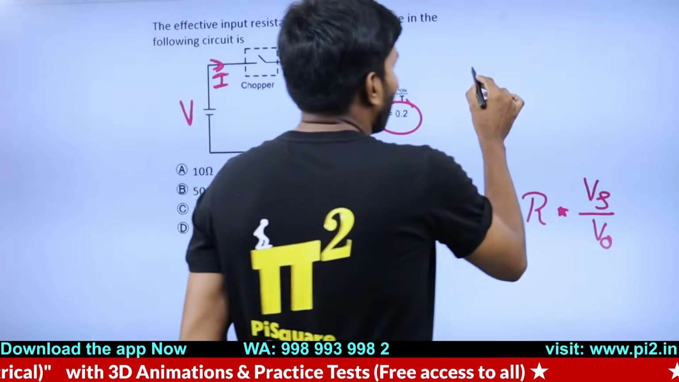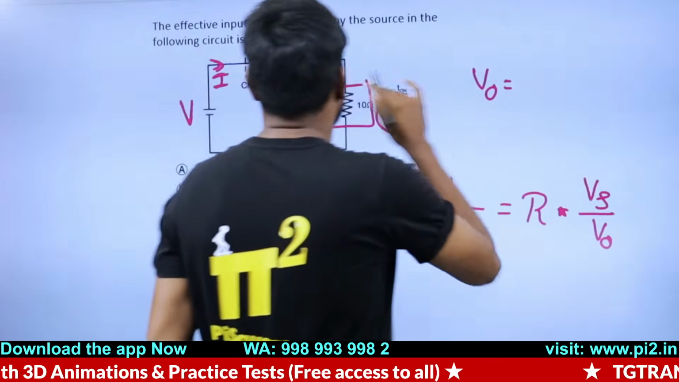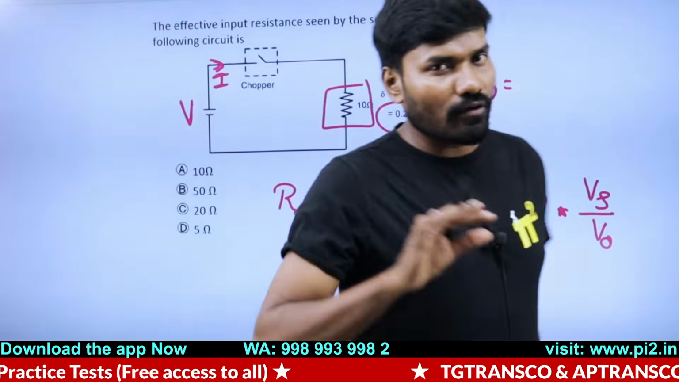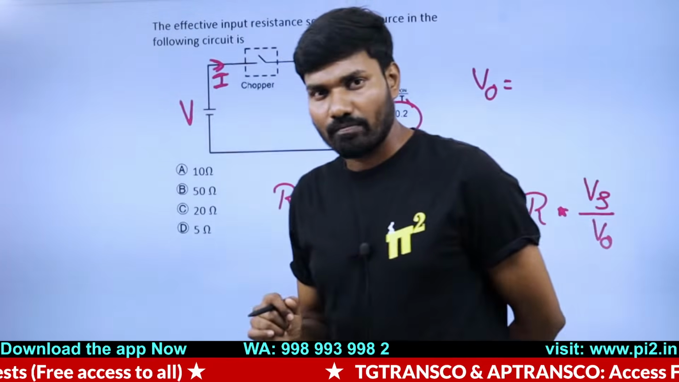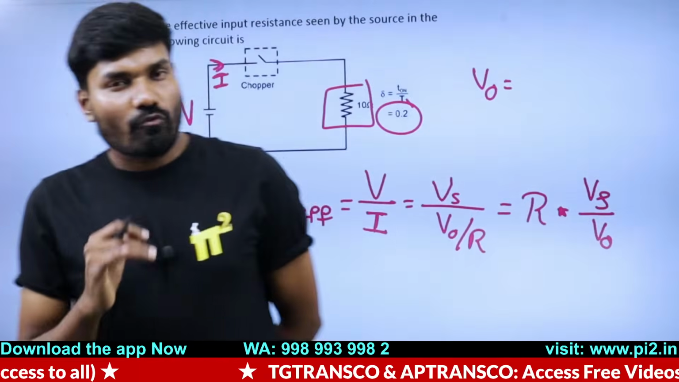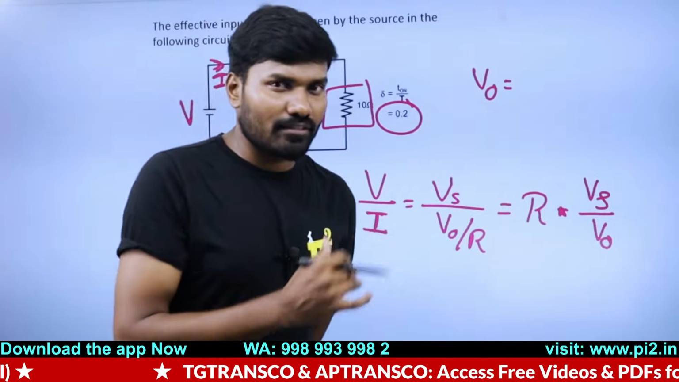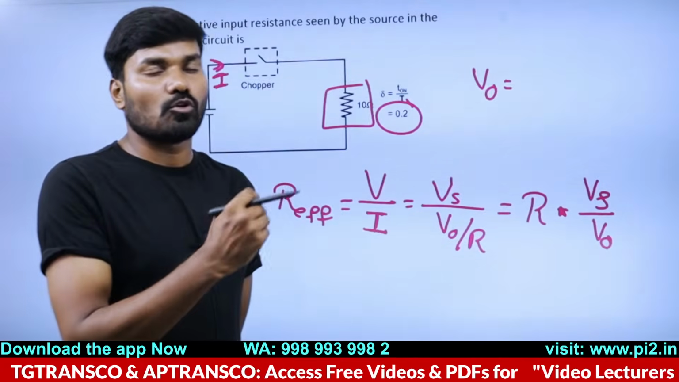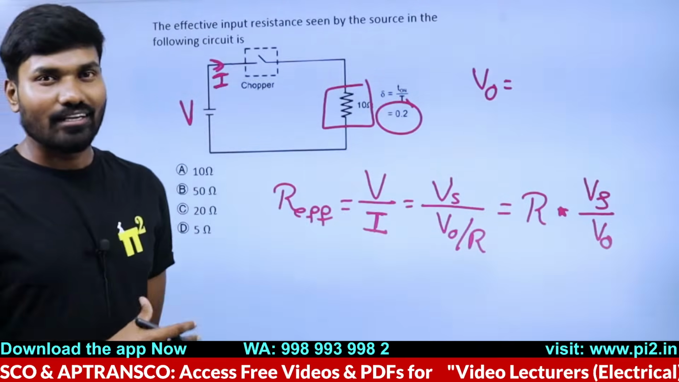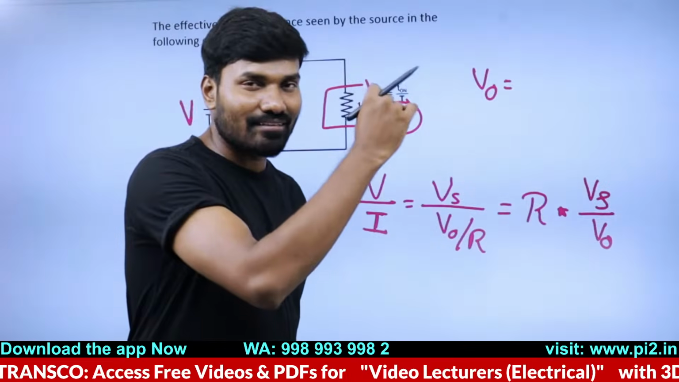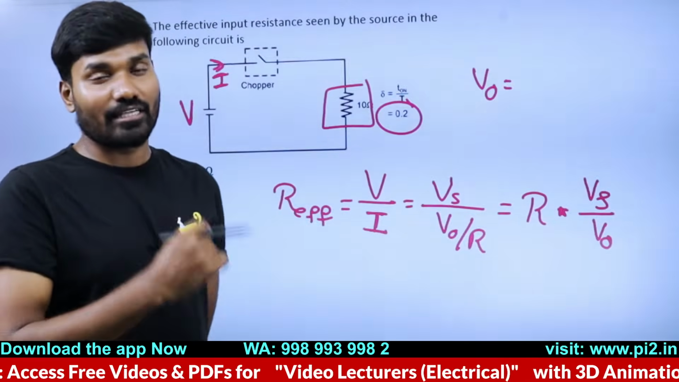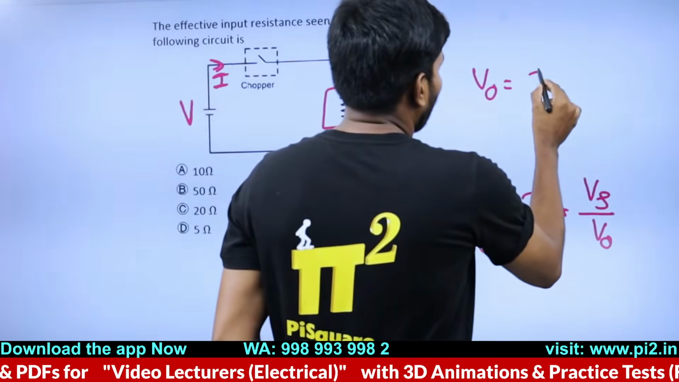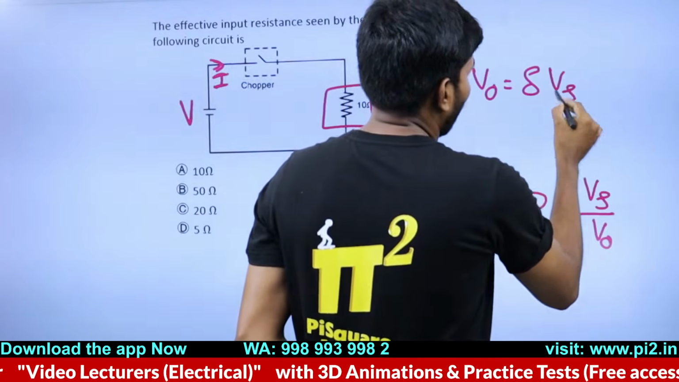We know this is a step down chopper. Throughout this session we'll be solving chopper questions only. So whenever you solve a chopper question, you have to quickly identify the type of chopper by looking at the circuit. If the circuit is not given, you should be able to identify it by reading the problem. Anyway, V naught is equal to delta into Vs.